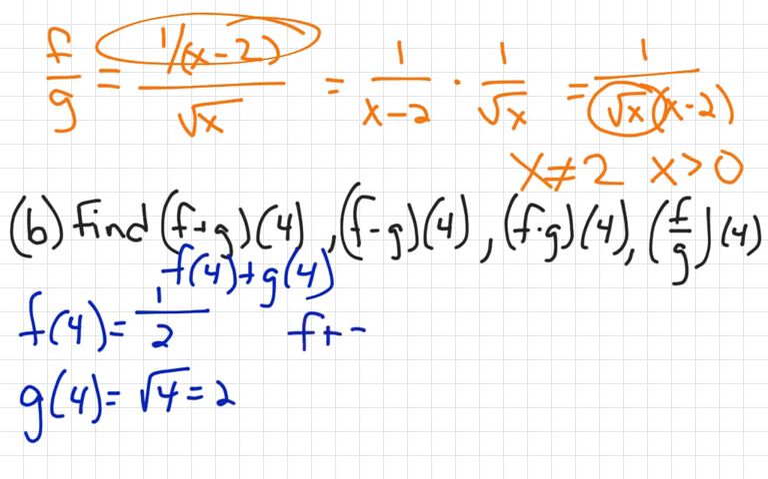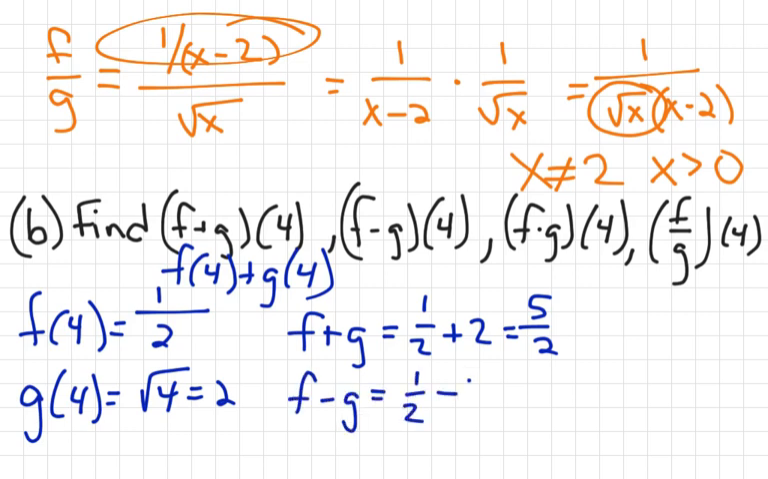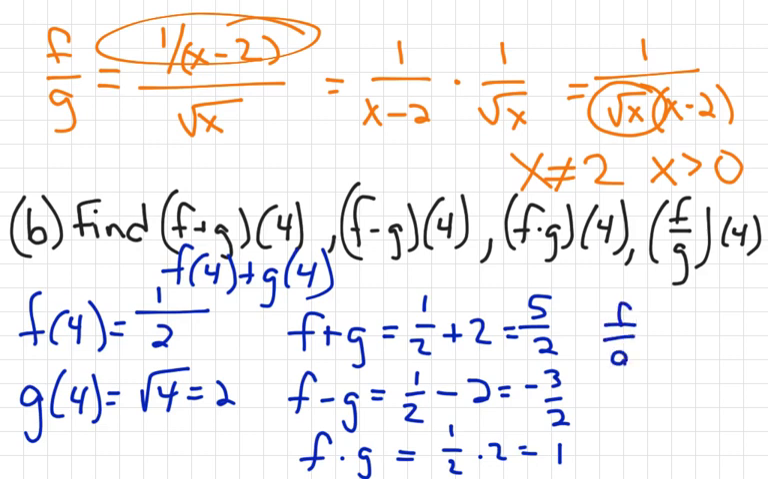So when I do f plus g of 4, I'm going to get 1/2 plus 2, which is 5/2. When I do f minus g of 4, I'm going to get 1/2 minus 2 in that order, so I'm going to get negative 3/2. F times g of 4, 1/2 times 2 is 1. And f over g of 4, well, 1/2 divided by 2 is the same as 1/2 times 1/2, which is 1/4.